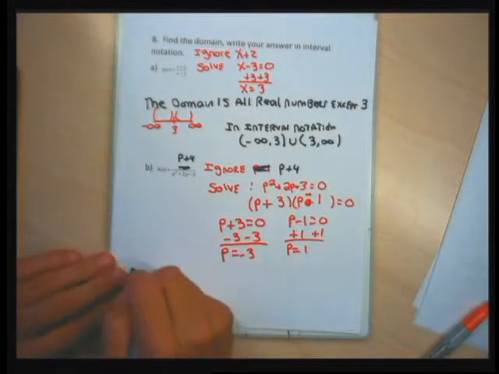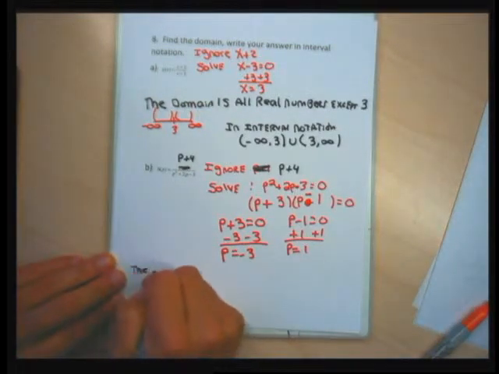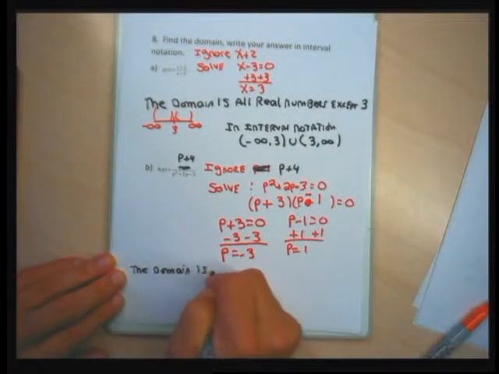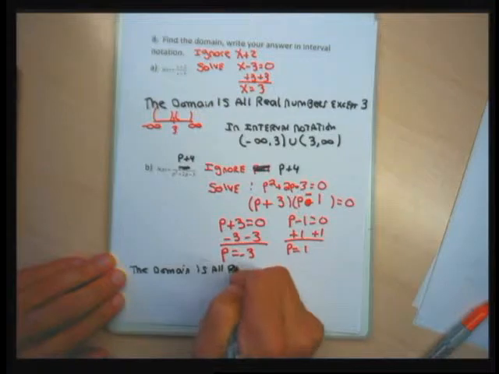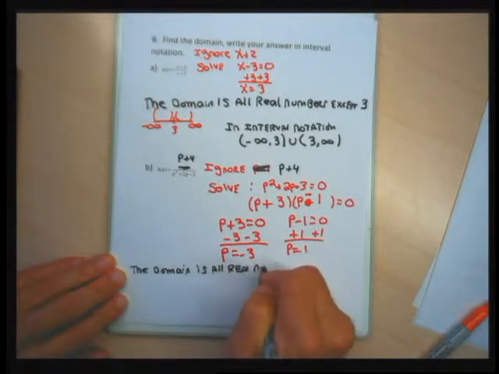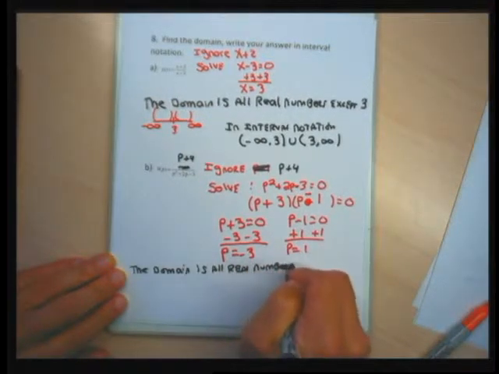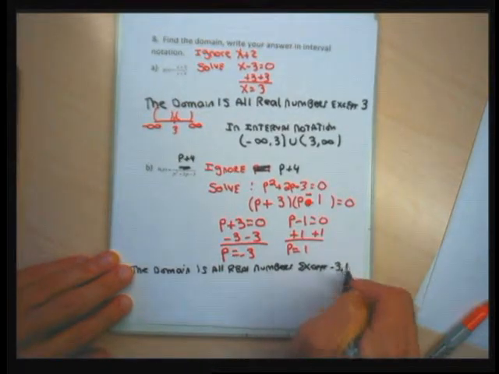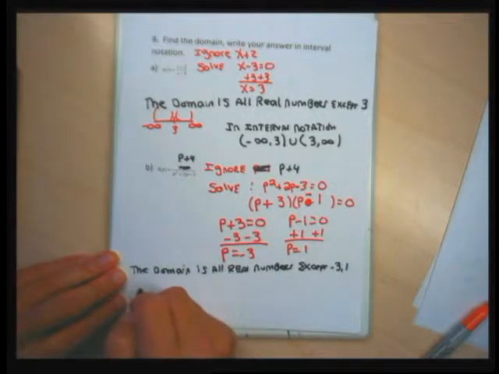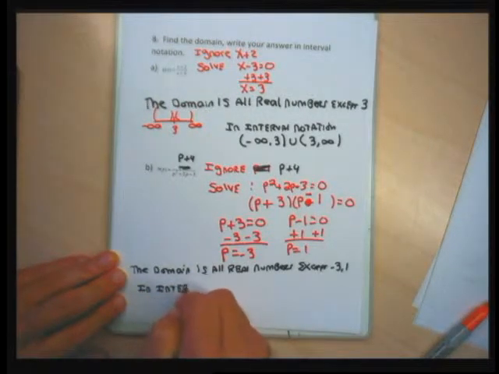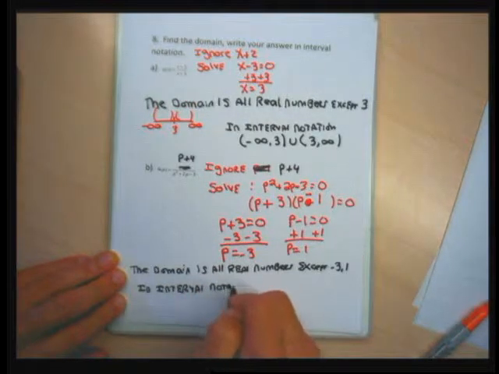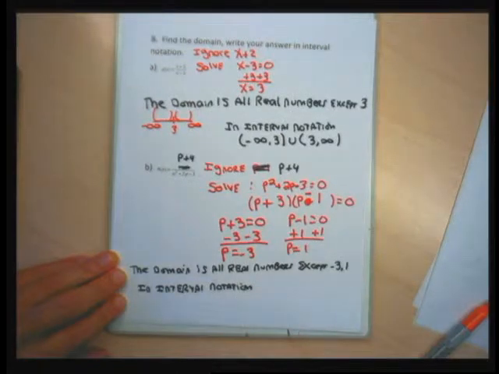It would be completely fine if you wrote the domain is all real numbers except negative 3 and 1. But if you want to do the interval notation, because that's what the instructions ask for, and if you go on to Math 151 or 187, your teacher might make a big deal out of this.